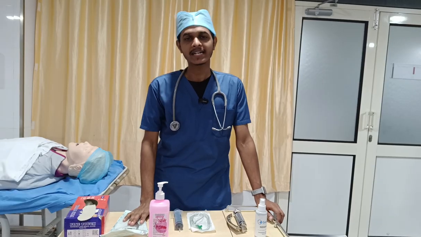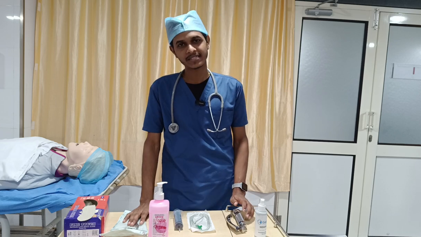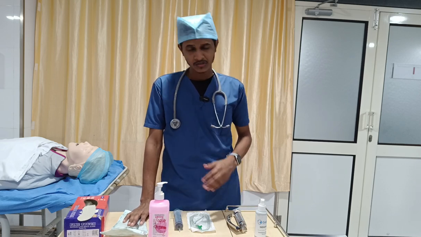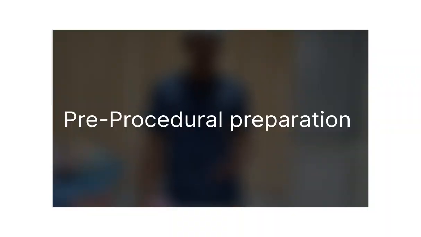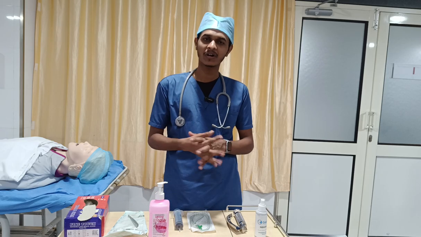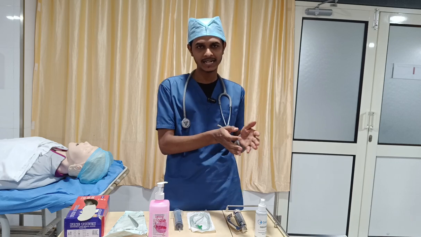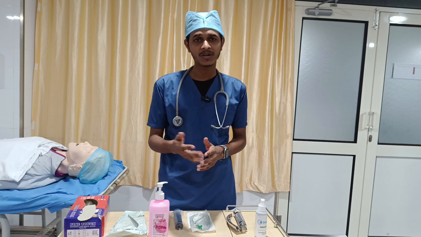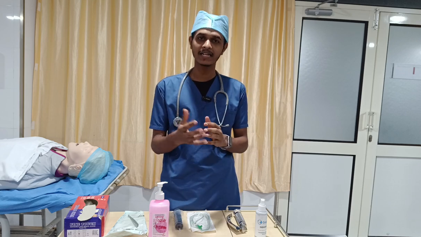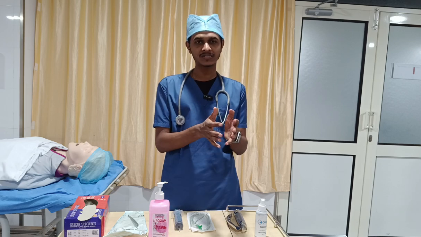Before getting into the procedural part, as usual we have to do the pre-procedural preparation, then the procedural part, and then post-procedural considerations. What are the things you have to do in pre-procedural preparation? Before you approach the person, you have to sanitize your hands, greet the person, and introduce yourself, standing on the right side of the person. Then verify the person by checking the identification ID or by asking the name and age of the person.